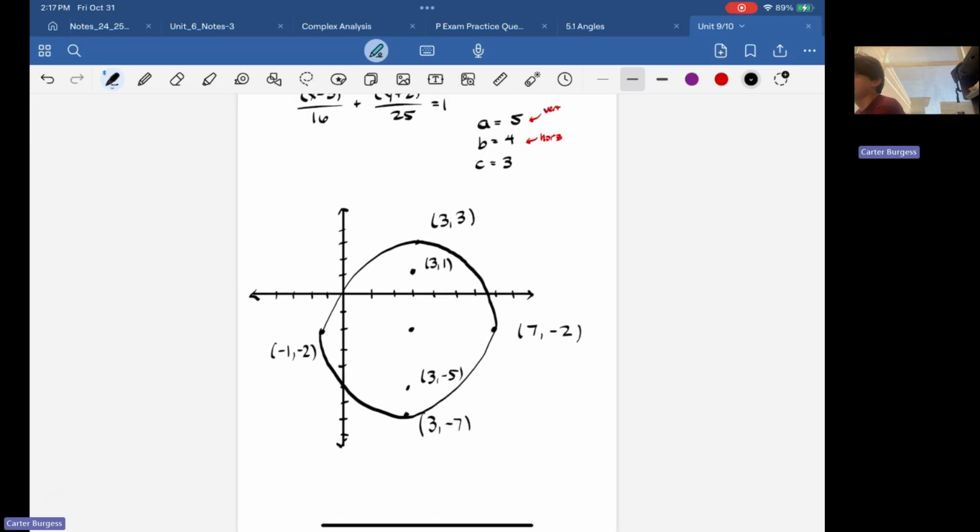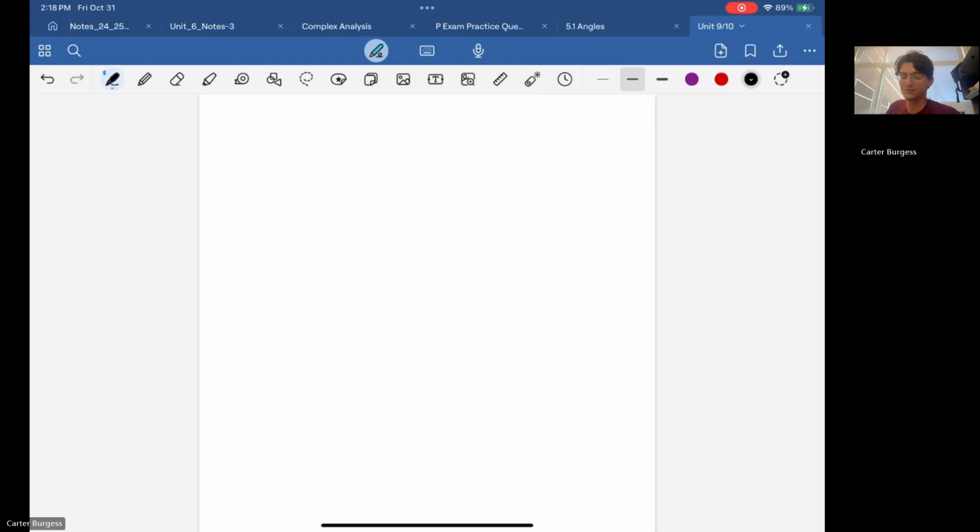All right. Questions with ellipses? How's this feeling? It is new. A lot of weird definitions, but hopefully extracting the information from the equation is pretty easy. Okay, so hopefully the information extraction is not too bad.